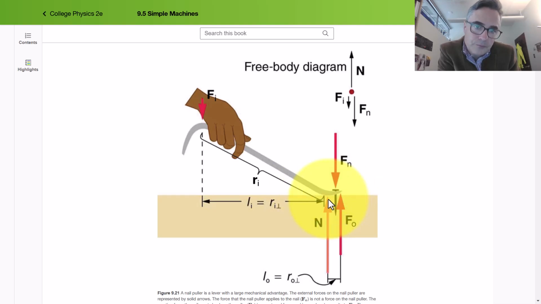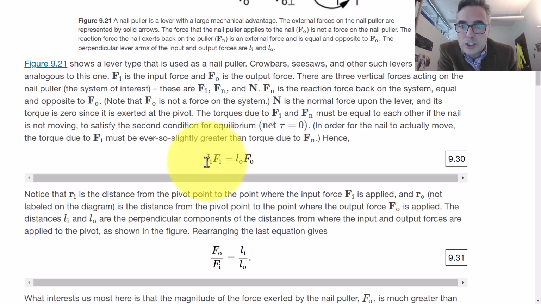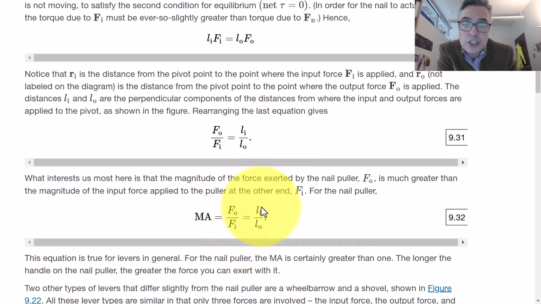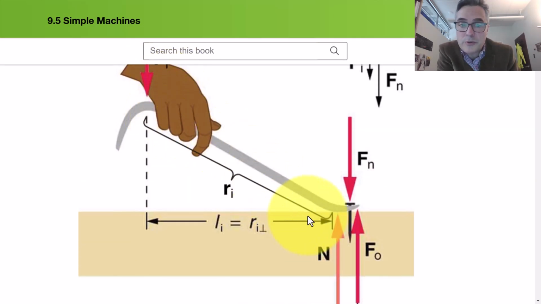So you're balancing torques, and that is what creates this equation, which is the input force times the input lever arm is equal to the output force times the output lever arm. So when you compute mechanical advantage, you get the ratio of these lever arms just upside down. So for the nail puller, the farther you are away here, the greater the mechanical advantage. You can apply a small force with your hand and get a large force on the nail. That's how you can pry out a nail.